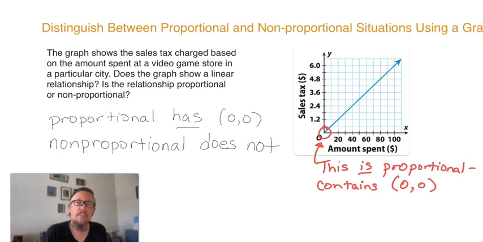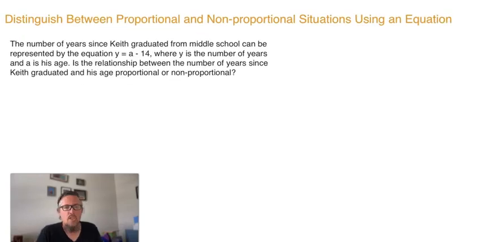You look at the graph, you find the origin. Does the line go through the origin? If it does, it's proportional. If it doesn't, it's non-proportional. That's how you tell from a graph. Let's look at an equation.